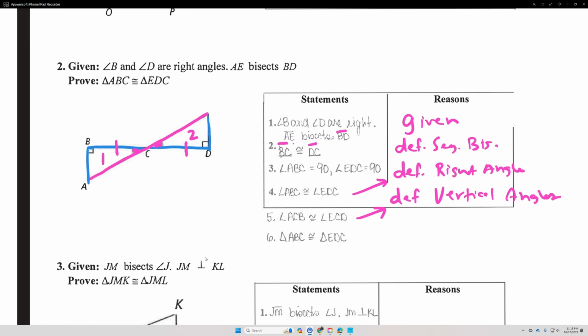Now, the final statement: triangle ABC is congruent to triangle EDC, because we have an angle, an included side, and an included angle, a pair of those. So it's going to be because of the angle, side, angle postulate.